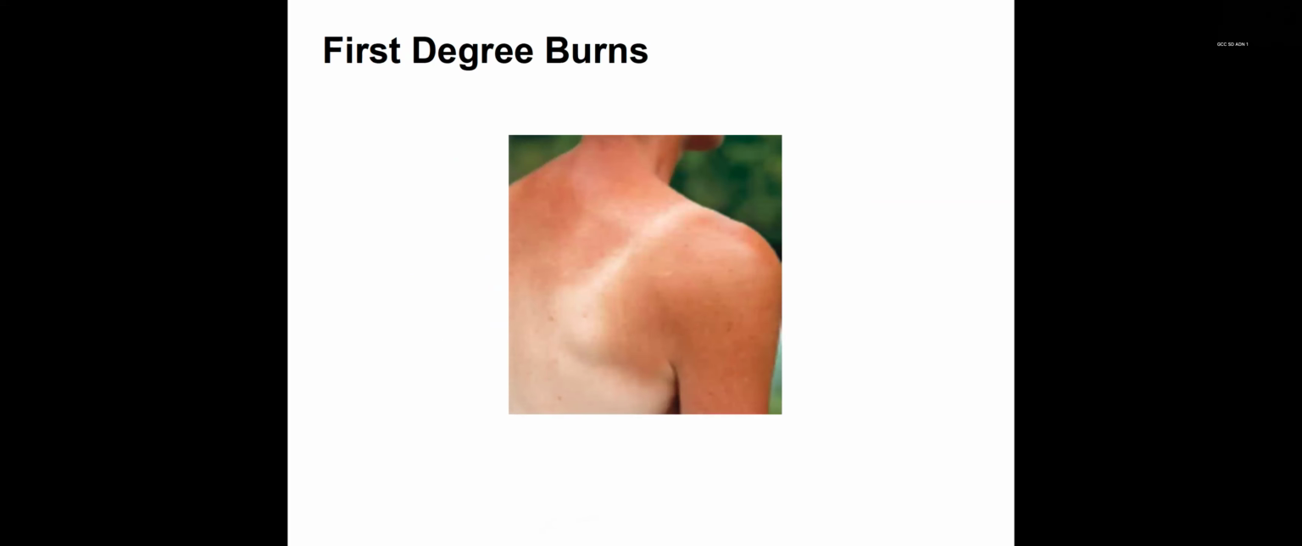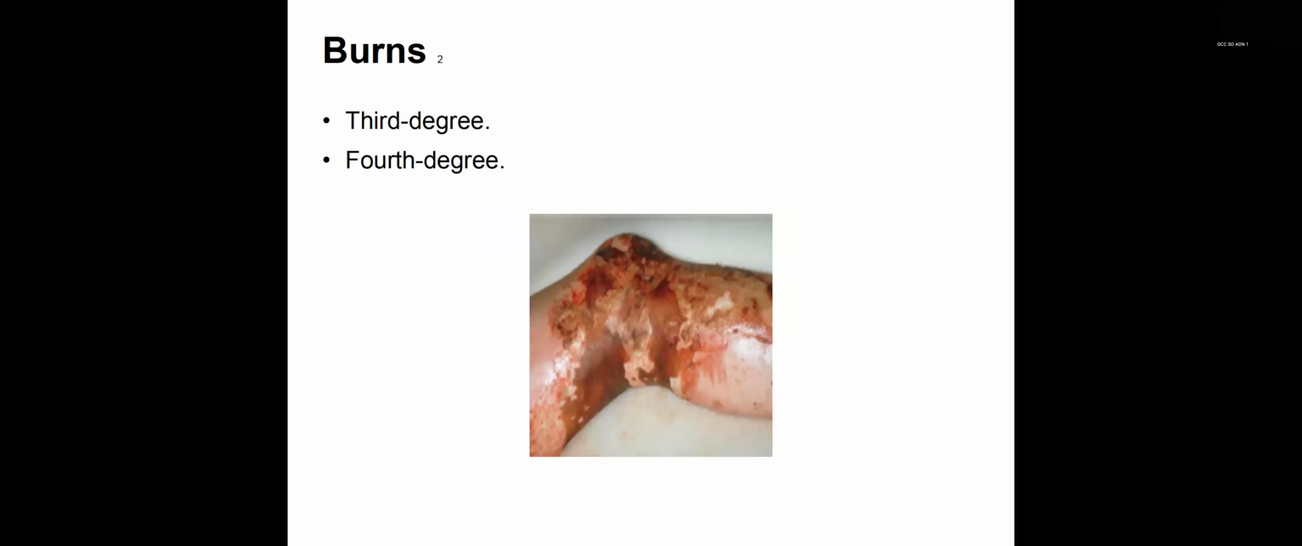If we look at first degree, it affects only the epidermis and causes redness and mild pain, with no blistering. An example would be a sunburn. Second degree, partial thickness, damages the epidermis and parts of the dermis. This results in blistering, swelling, and significant pain. Then third and fourth degree.